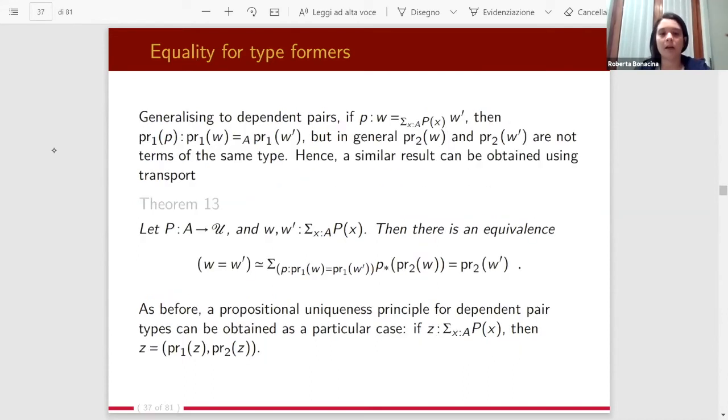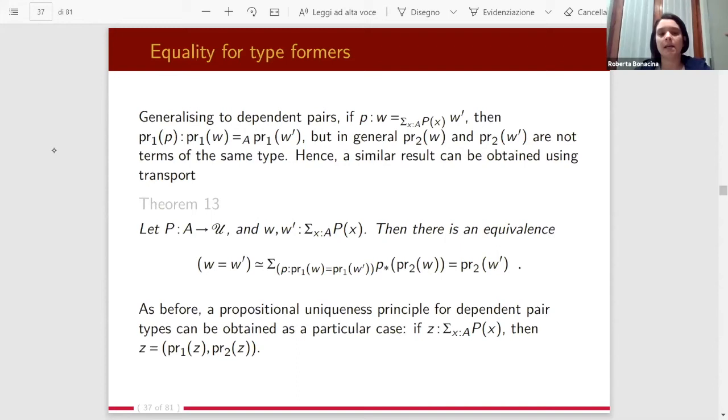We can generalize this result to dependent pairs, but it's not so straightforward, for a problem which we have already seen last week. Indeed, if P is a path from W to W prime with W a term of a sigma type, well, it holds that the first projection of P is a term in the equality of the first projections of W and W prime. But in general, the second projections of W and W prime are not terms of the same type. So to obtain a similar result, we need to use the transport function.